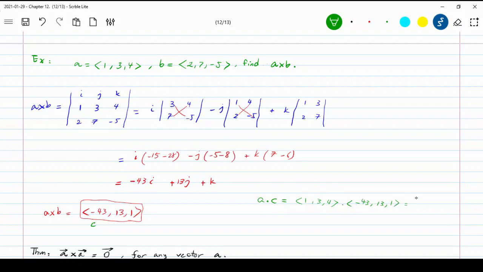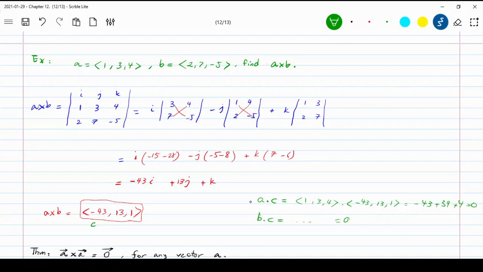So negative 43 times 1 would be negative 43. 13 times 3 would be 39. And 1 times 4 is 4. You'll see that this is simply 0. That tells you A dot c was 0, therefore A and c are orthogonal. As a test, try to calculate B dot c, and this should end up being 0 as well. It means B and c are orthogonal. That means c is orthogonal to both A and B.